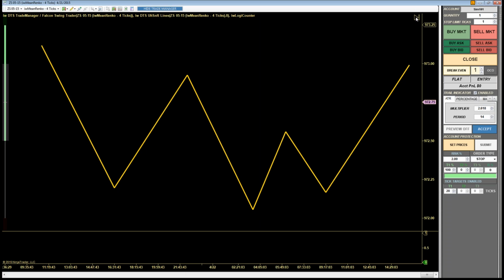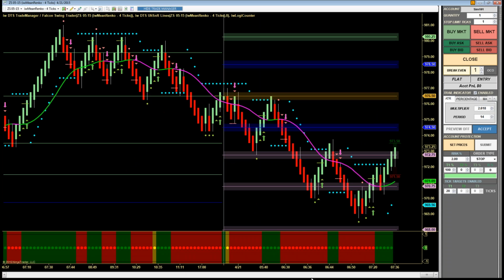So knowing what you know now, which way is that going? It's going down. That's not to say we won't see a little bit of a move to the upside here, but if you want to stay with the trend, this is down.